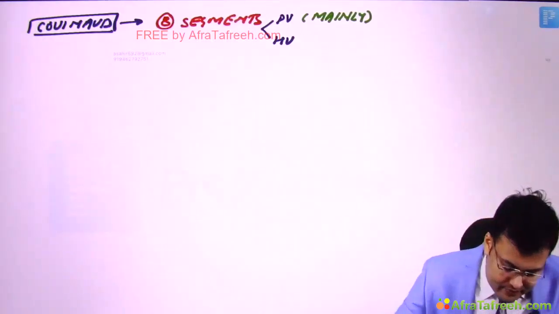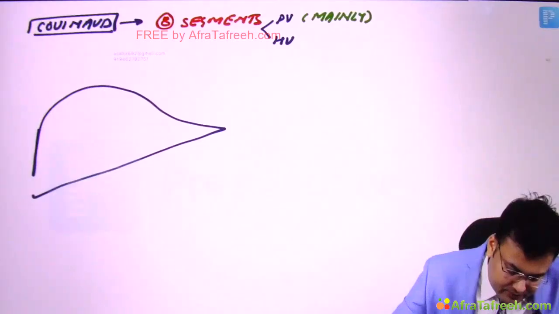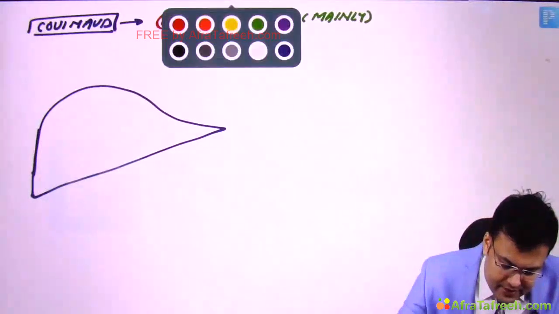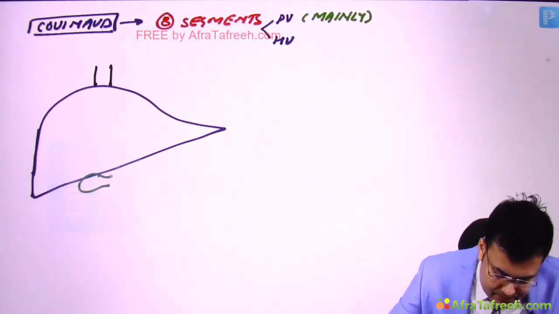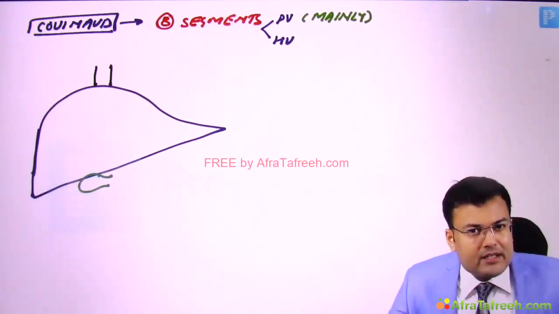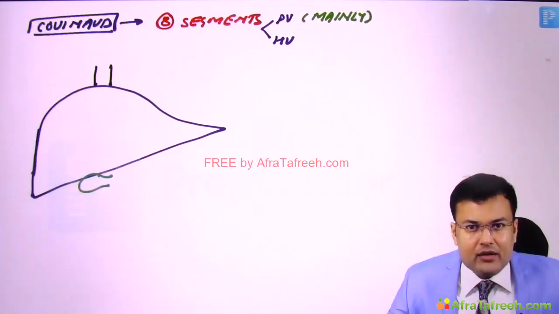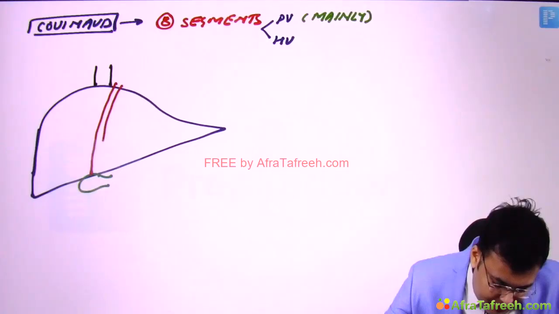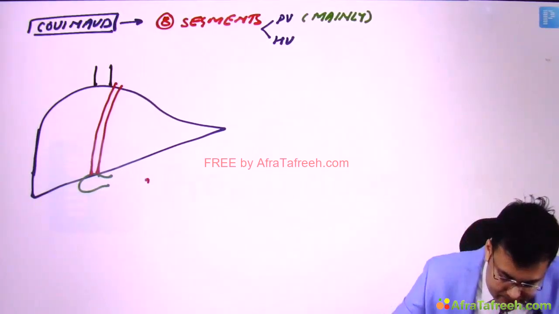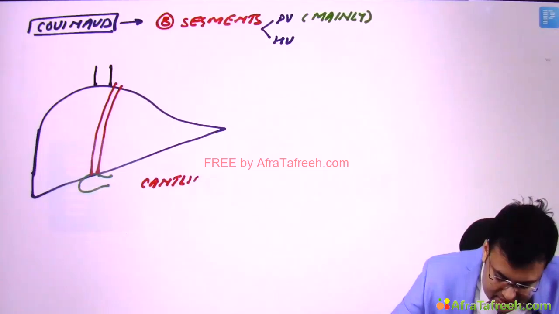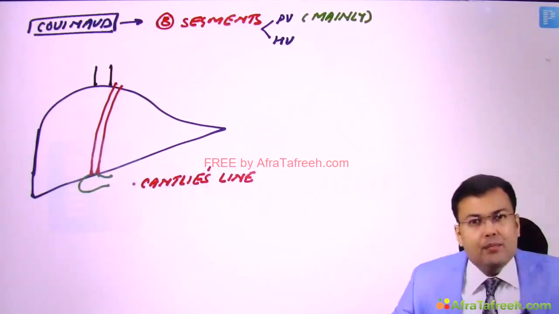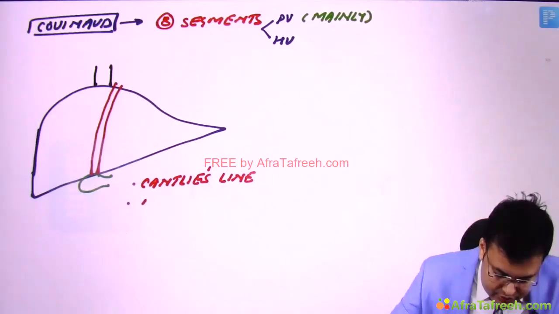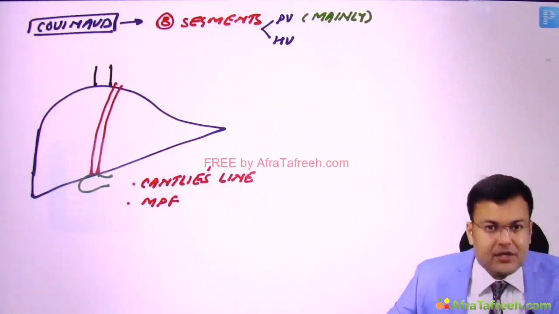Now see the anatomy. This is the inferior vena cava. Clear? And this is the gallbladder fossa. There is a line which passes from the left side of the inferior vena cava and goes till the gallbladder fossa. What is the name of this line? You must be knowing. The name of this line is Cantlie's line. It is also known as the main portal fissure.